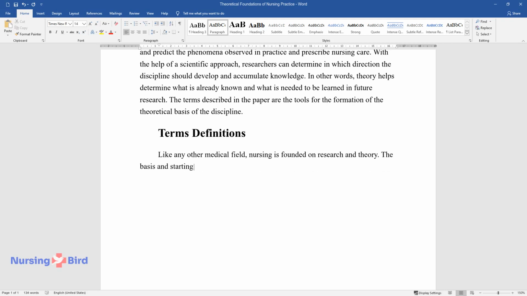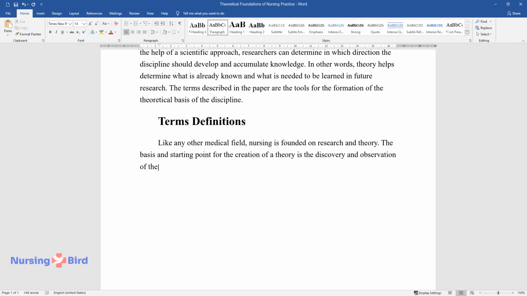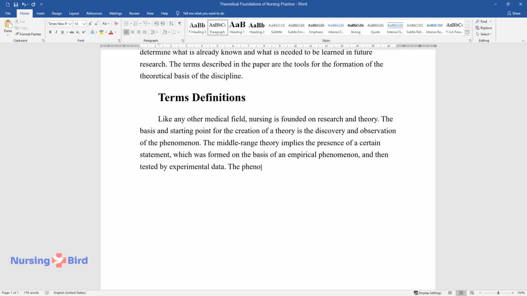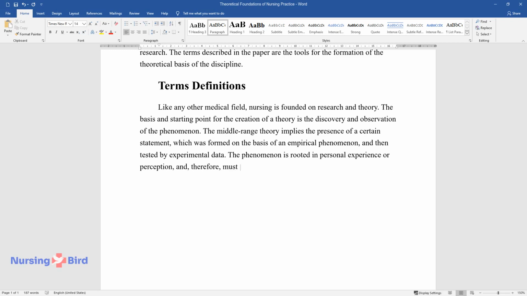Terms definitions. Like any other medical field, nursing is founded on research and theory. The basis and starting point for the creation of a theory is the discovery and observation of the phenomenon. The middle-range theory implies the presence of a certain statement, which was formed on the basis of an empirical phenomenon and then tested by experimental data. The phenomenon is rooted in personal experience or perception, and, therefore, must be supported by data to construct a theory.